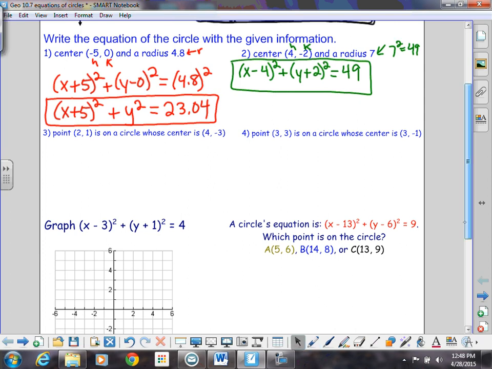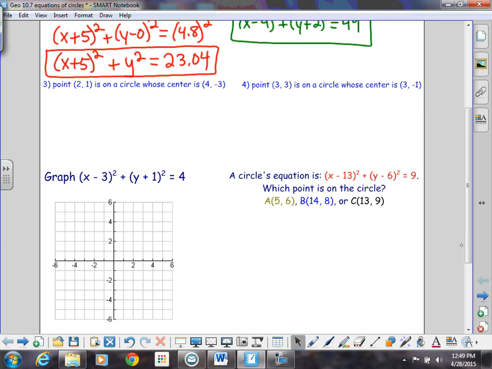Now in number 3, it's a little different, isn't it? They didn't give us a radius, they gave us the center, so this is my h and k. So let's go ahead and do that part. So I've got x minus 4 squared plus y plus 3 squared. Notice I changed that. And I don't have anything to plug in for r. And that's where this other point comes in.